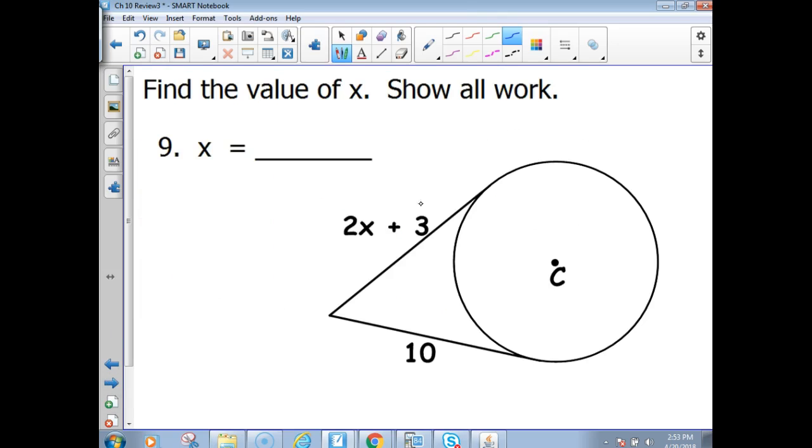Okay, find the value. I'm sure you knew these were equal because they come from the same point on the exterior of the circle. Two tangents would be congruent. So 2x plus 3 equals 10. I hope that you subtracted 3 and got 7 and divided by 2 and got 3.5.